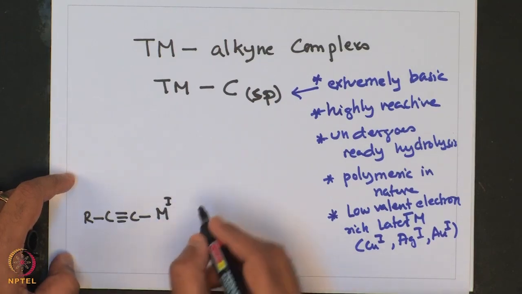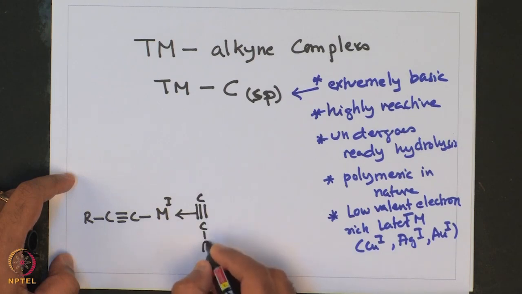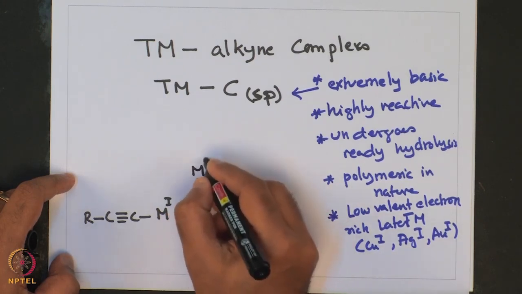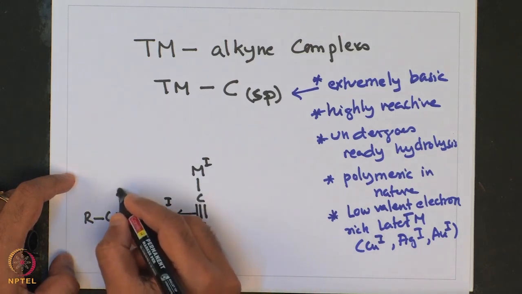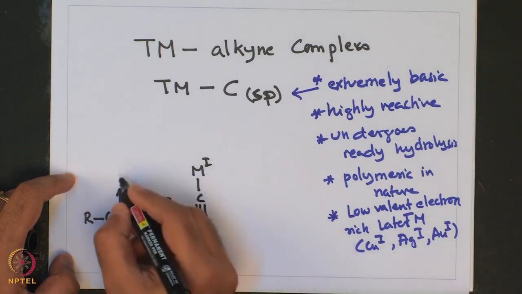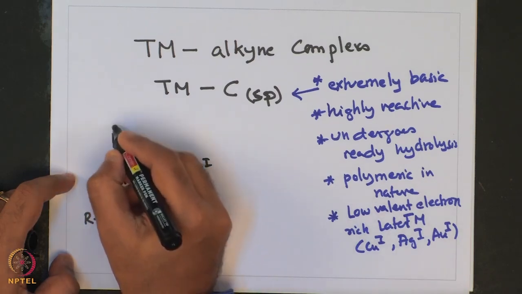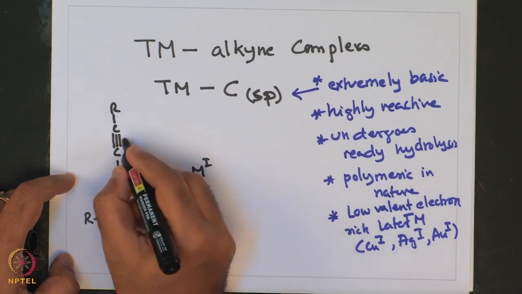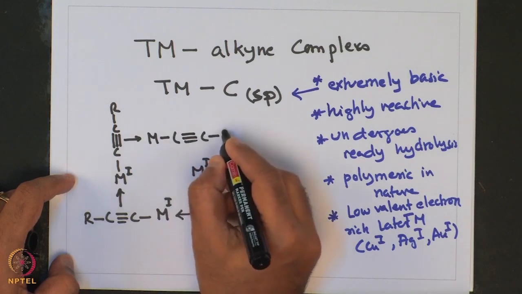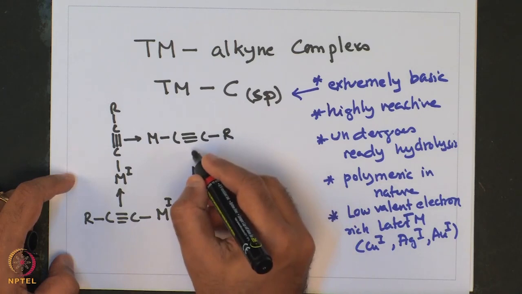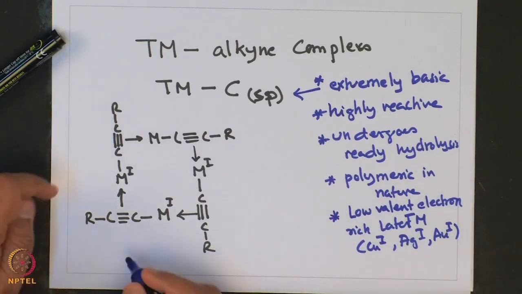For example, if it's a metal acetylide, then that metal can interact with another metal through its pi cloud. Now, this pi cloud can interact with another metal acetylide moiety. That can also interact with another metal acetylide moiety, and that in turn can interact with the metal. So, this is how they acquire polymeric nature.